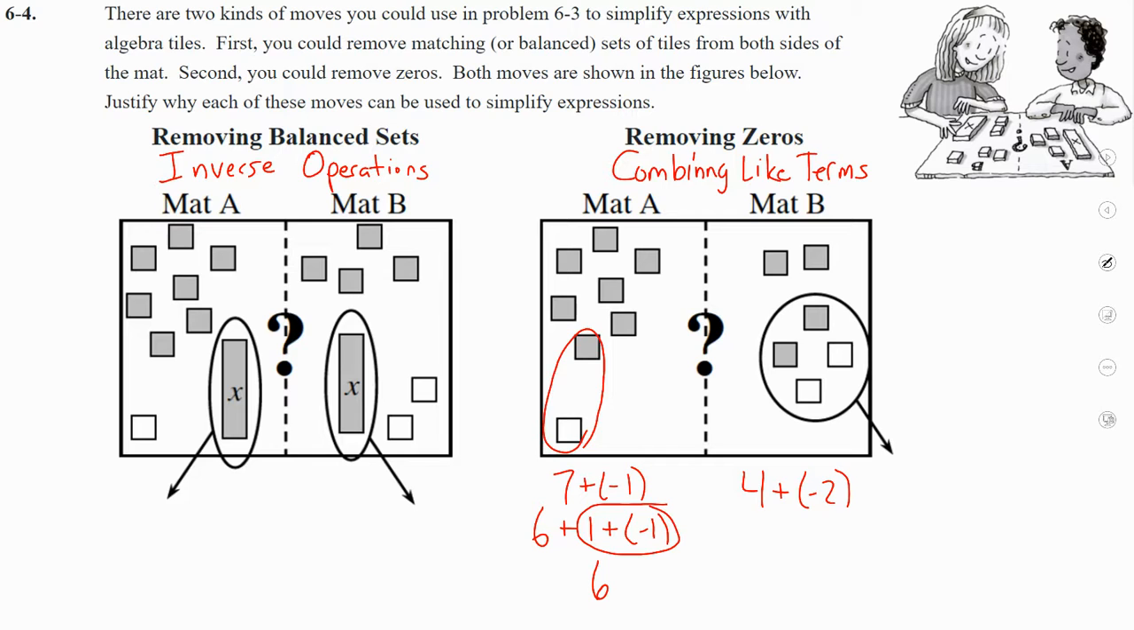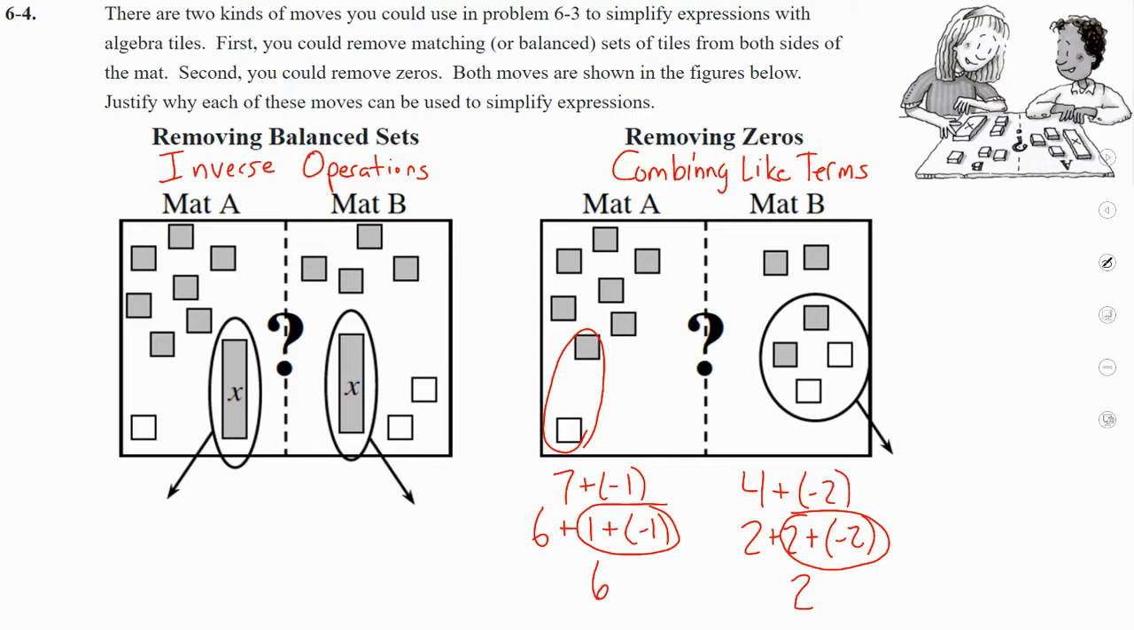Same idea here on the right, if we break down that 4 to 2 plus 2 to help show you where those 0 pairs are coming from. Here, that 2 plus negative 2, that's our 0 pair. So we're just left with 2. And this is where it's actually happening mathematically. This is what we're doing mathematically here.